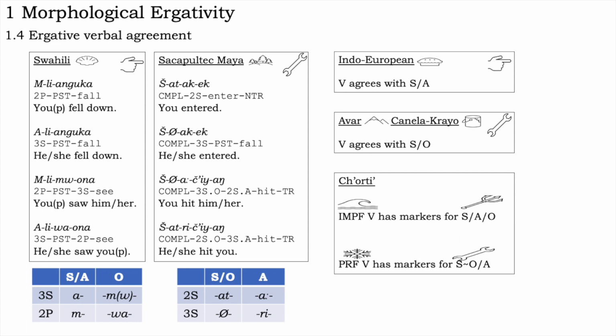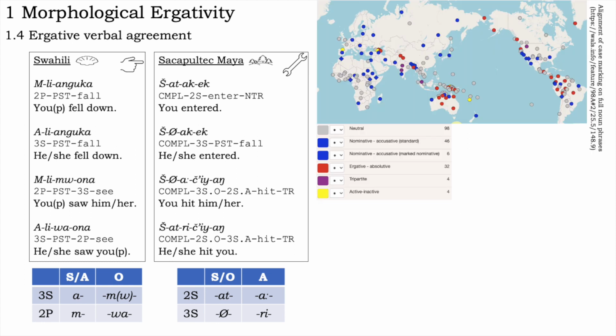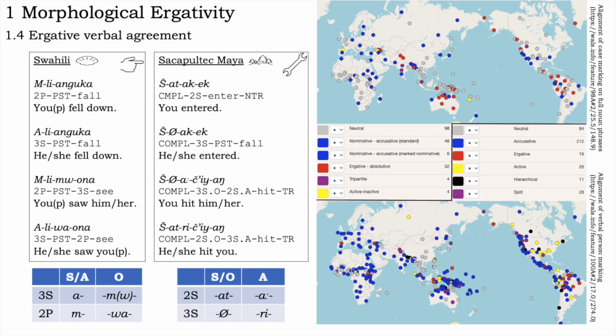McGregor points out that according to WALS, the World Atlas of Language Structures, 17% of a sample of 190 languages have ergative case marking, whereas only 5% of a sample of 380 languages have ergative verbal agreement. Although I have a suspicion that this dataset underrepresents areas which contain particularly many languages with ergative agreement.